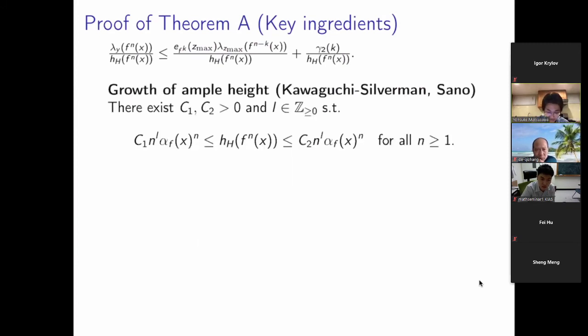And the third ingredient is the growth of the ample height function. So this is due to Kawaguchi-Silverman's Jordan canonical height and some work of Sano. So there are constants C1, C2, depending only on f, and a constant integer L depending on the point x, such that the growth of the ample height function can be written in this form. So we need here alpha is larger than 1. If alpha is larger than 1, the ample height grows like this.